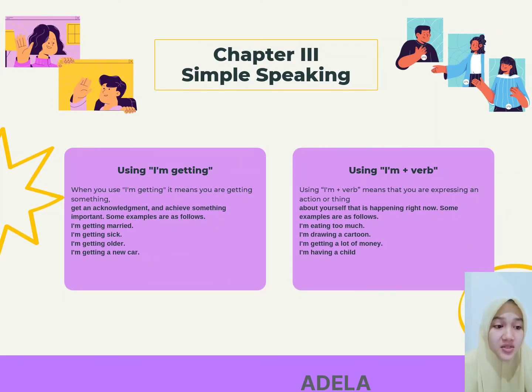Using I am plus verb. Using I am plus verb means that you are expressing an action or thing about yourself that is happening right now. Some examples are as follows: I am eating too much, I am drawing a cartoon, I am getting a lot of money, and I am having a child.